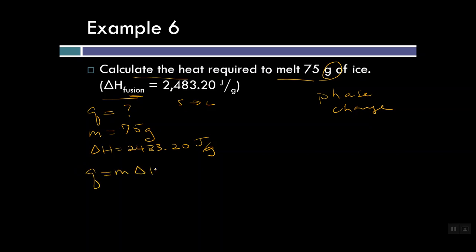Mass times change in energy, change in the heat, and then substitute. I don't know Q. I know the mass is 75, and the enthalpy is 2483. I'm just going to do that real quick. You do that too on the calculator.